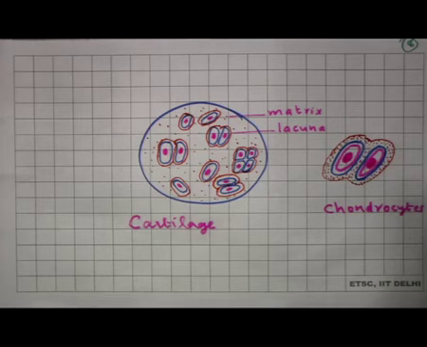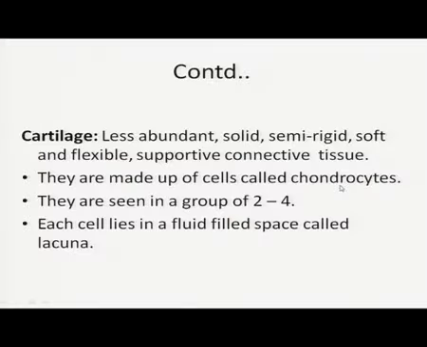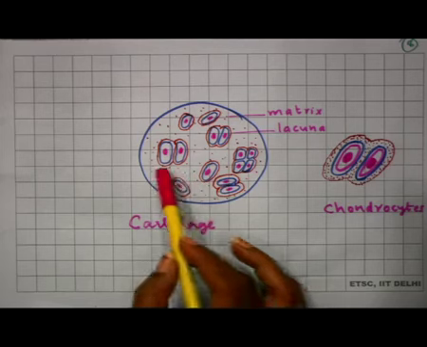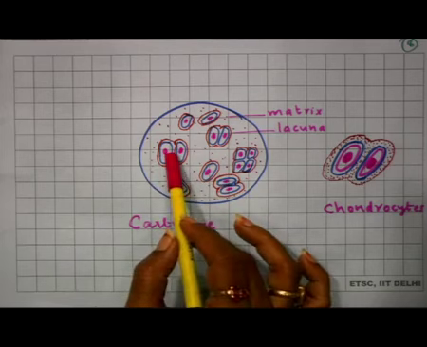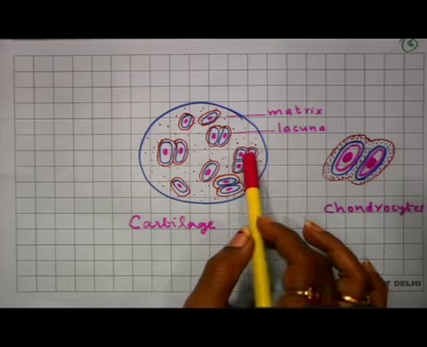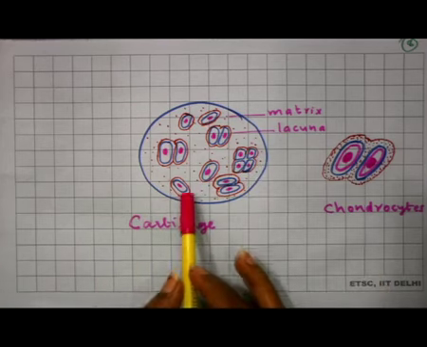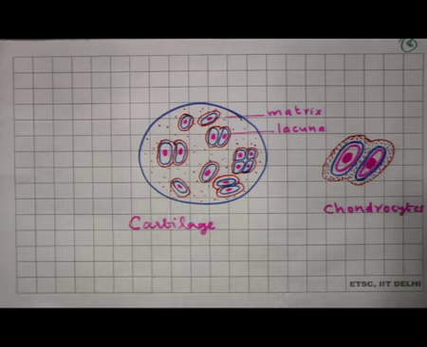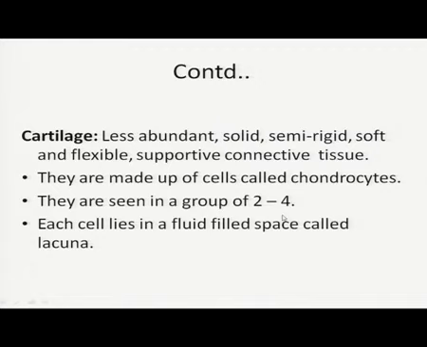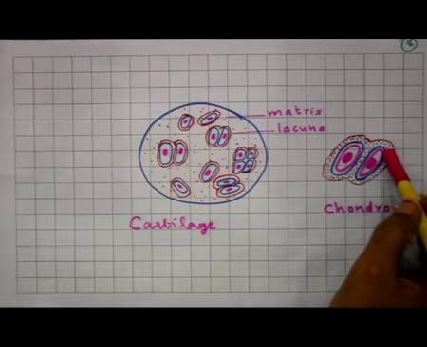You know bone cell, osteocyte; cartilage cell, chondrocytes. Now, when you go through this diagram, you can see that these cells are seen in a group of either 2 or 3 or even 4. Very rarely they are seen singly. Here also, as in the case of osteocytes, these chondrocytes are seen in fluid filled spaces, and they are known as the lacunae.